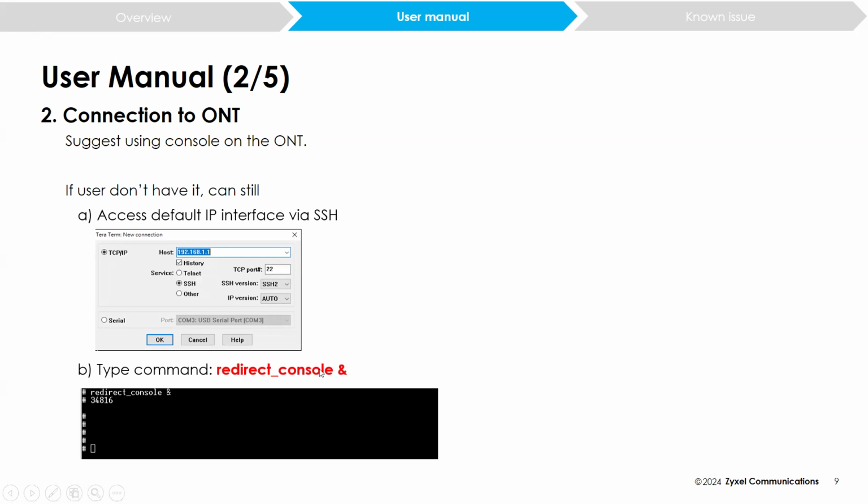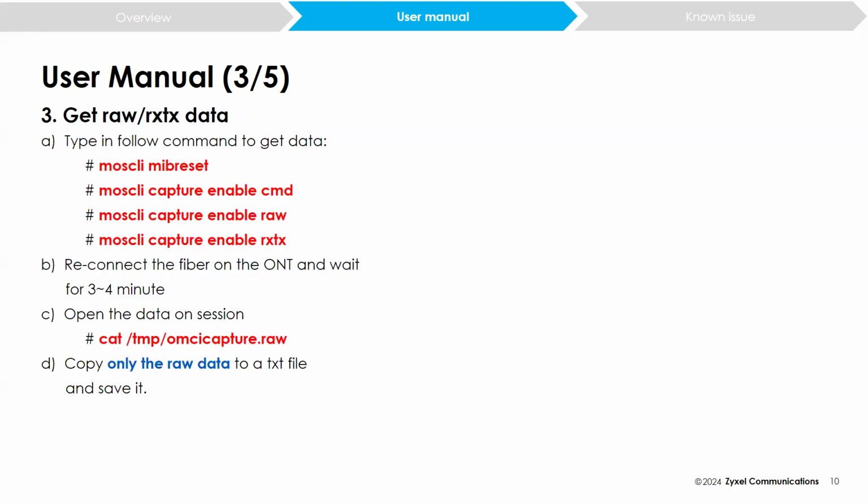But please make sure that once they log in to the devices with a supervisor account, they need to type in the redirect console command first, to let the ONT devices print out the console log on the telnet session directly. Okay, and here are the commands we need to type in on our ONT devices to capture the OMCI log.